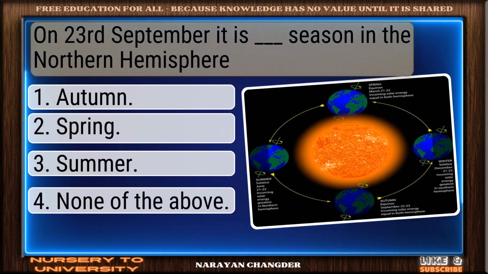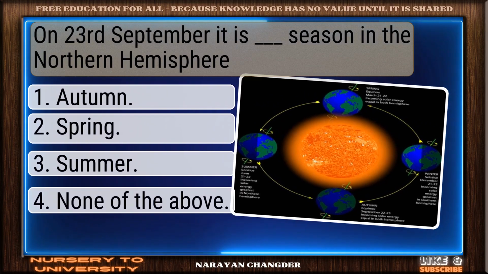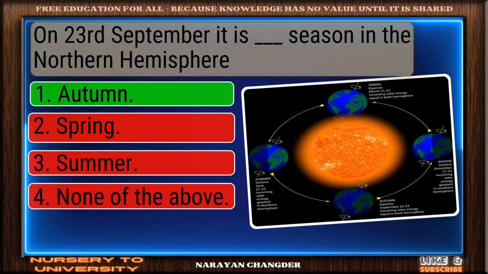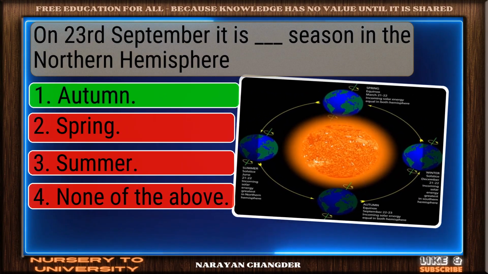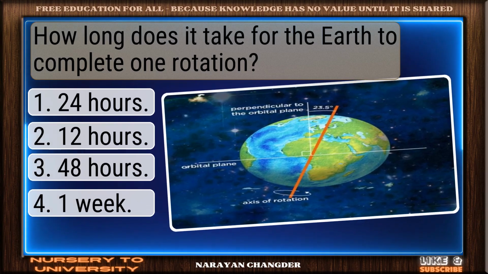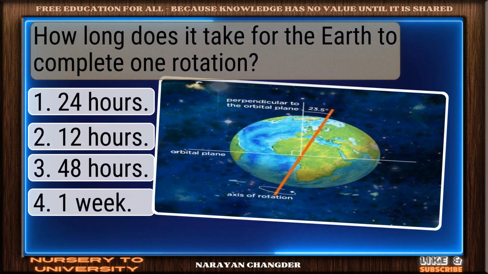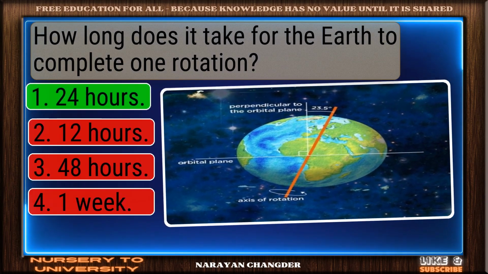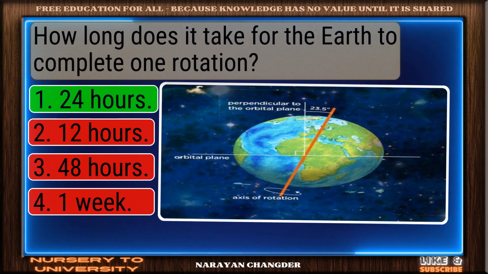On the 23rd September, it is dash season in the Northern Hemisphere. Good thinking. Autumn is the right answer. How long does it take for the Earth to complete one rotation? Well done. 24 hours is the right choice.